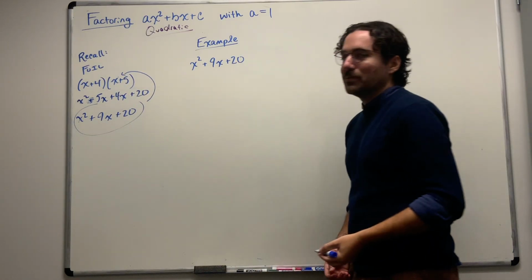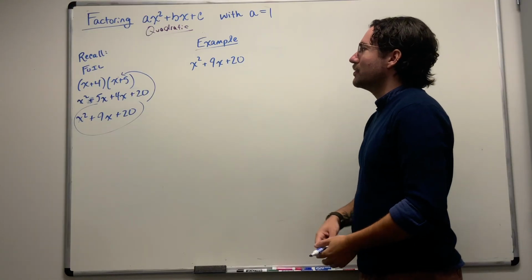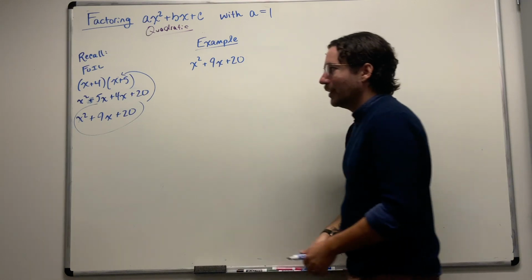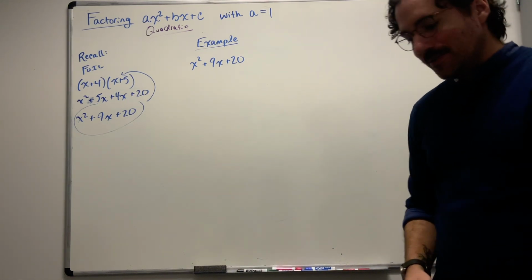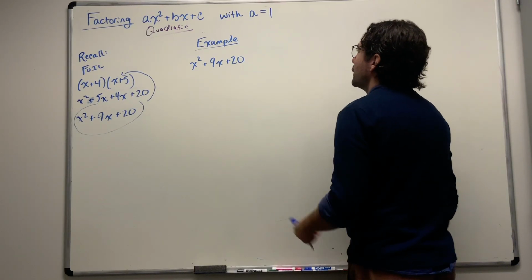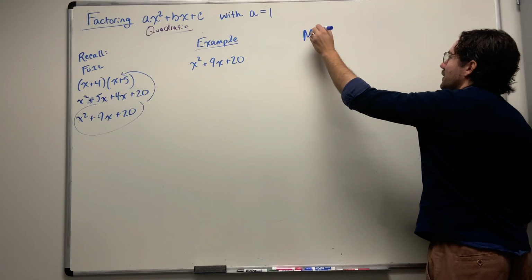So our goal with factoring is to start here and come back to this starting point. We want to try to reverse this multiplication process. Notice this is our starting point here. So our end result should be x plus 4 times x plus 5. So we need a method: how do we get from here to there? So I have the example here. Let's also write a method out. Let's try to set a series of steps.